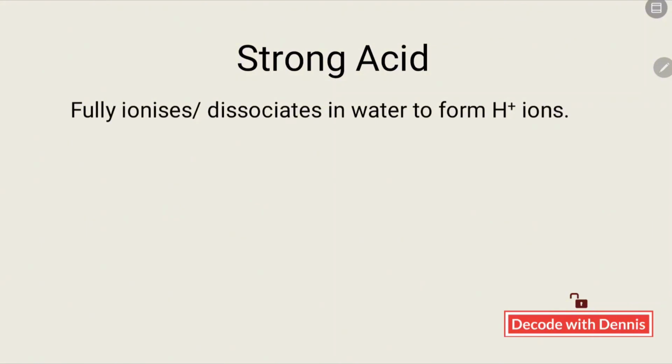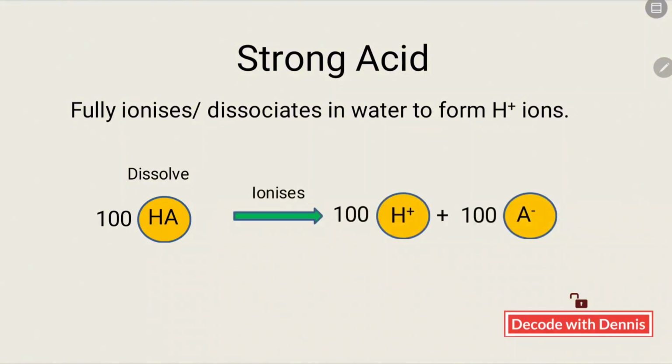A strong acid is one that fully ionizes in water to form hydrogen ions. So for example, when you dissolve 100 acid molecules, these 100 acid molecules will fully ionize to form 100 hydrogen ions and 100 of the corresponding anions. Some common examples of strong acid are hydrochloric acid, sulfuric acid, and nitric acid.